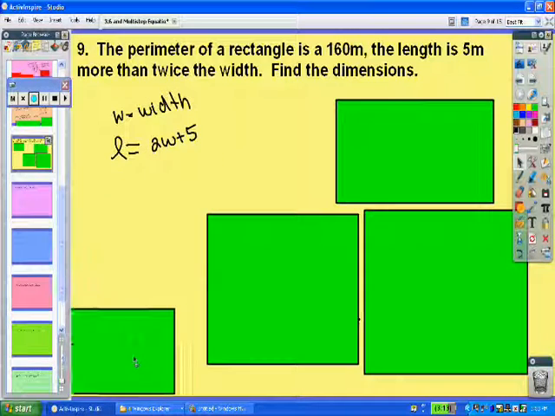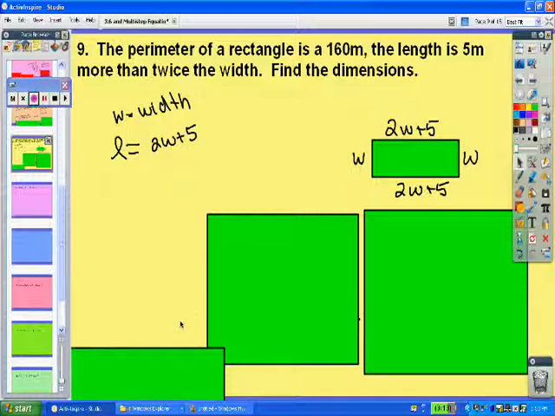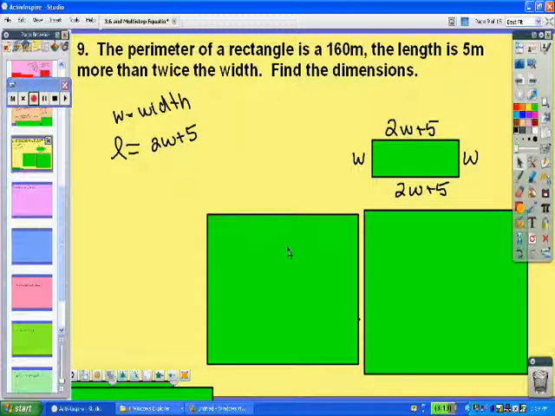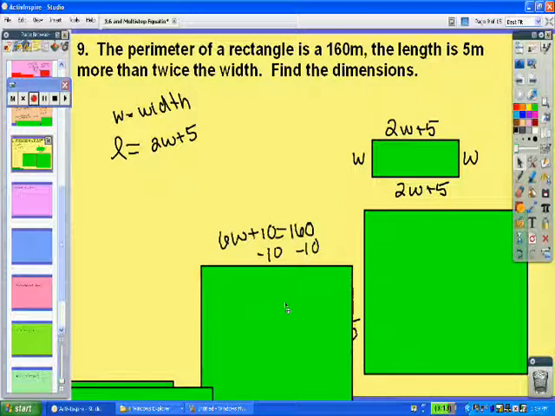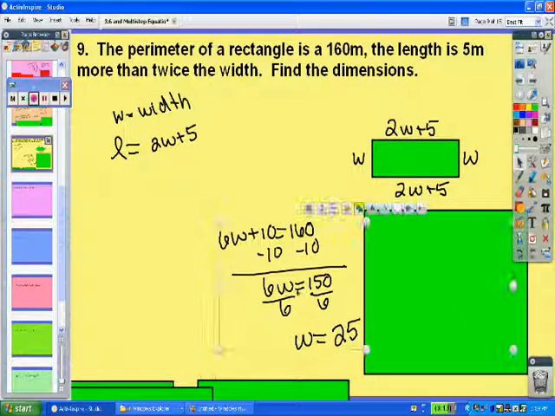Alright, on this one, if W is my width, then the length is 2W plus 5. So your rectangle should look like this. I know when I add up all the sides and set it equal to the perimeter, my equation should be this, 6W plus 10 equals 160. Solving for W, you should get 25.